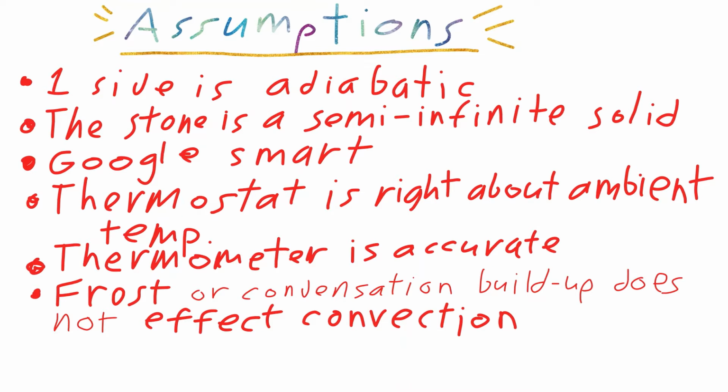So to do this, we need to first make some assumptions. I'm assuming that one side is adiabatic because one side is going to be resting on a surface. I'm assuming that the stone is a semi-infinite solid. I'm assuming the values I found on Google are right, that my thermostat is correct, and that my thermometer is accurate. I'm also assuming that frost or condensation buildup on the surface of the stone does not affect the convection.